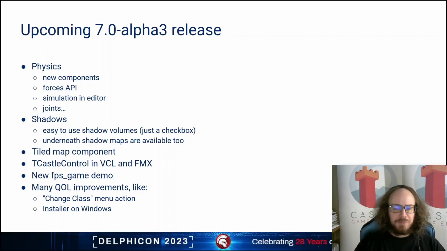So we have some new components to define physics in a really comfortable way. You can also use forces, like you can say from code that something is pushing something else with some force. You can run the physics simulation also in the editor, and you have joints and a few other features related to physics. We also upgraded our support for shadows. We have shadow volumes and shadow maps, and in particular shadow volumes are just a checkbox. You can activate it in the engine, and that's what it should be. It's very simple to use now, and that's actually a big thing. It makes them so much more useful.